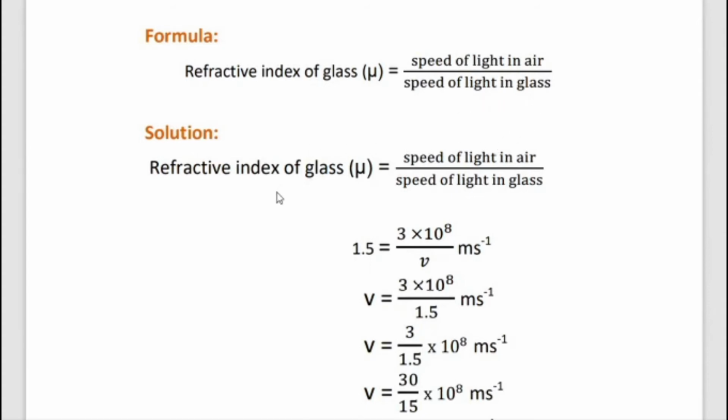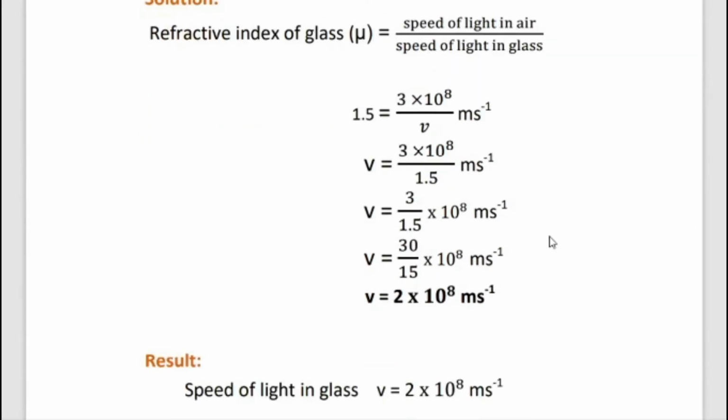So write the solution. Refractive index of glass mu is equal to speed of light in air medium divided by speed of light in glass medium. Substitute the values. 1.5 is equal to, we know the value of speed of light in air, that is 3 into 10 power 8 ms power minus 1, divided by speed of light in glass, taken as V. So now V is equal to 3 into 10 power 8 divided by 1.5 ms power minus 1.